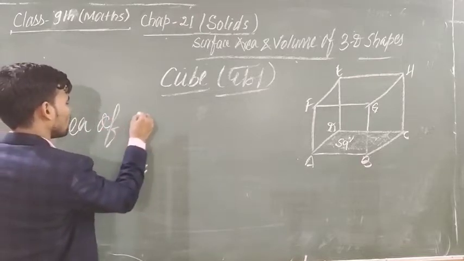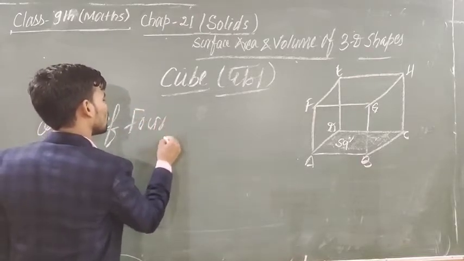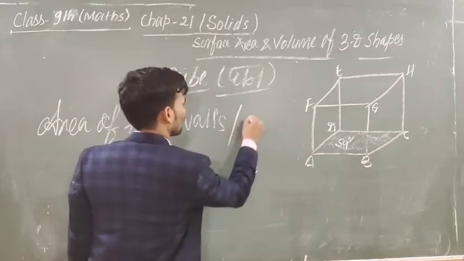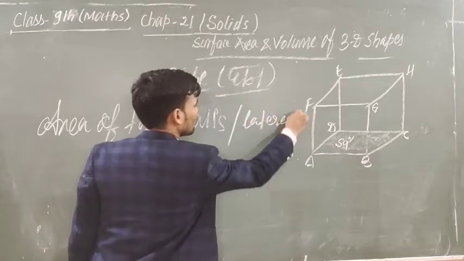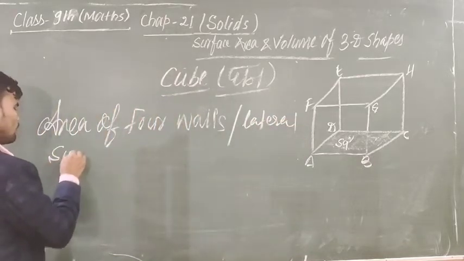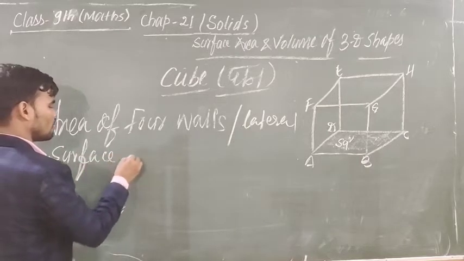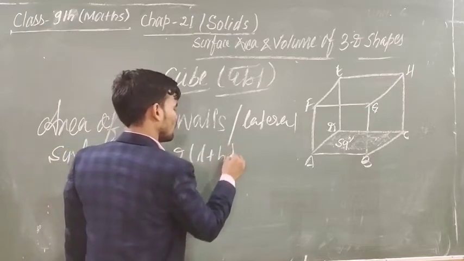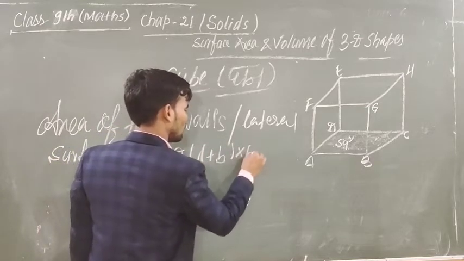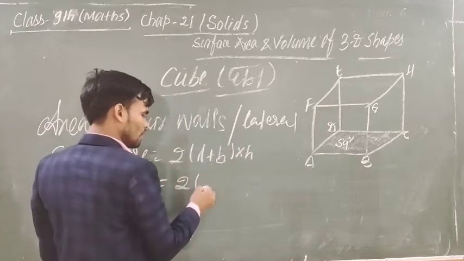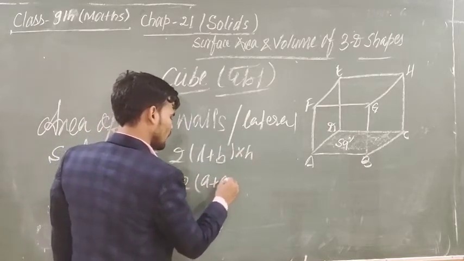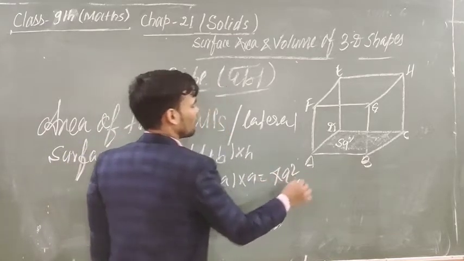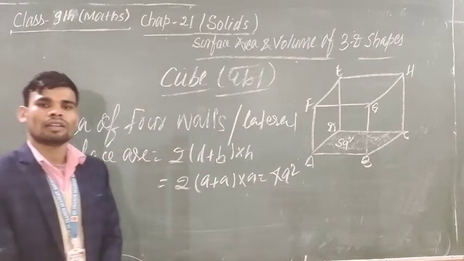After that, we have to understand the area of 4 walls of a cube. Or it is also known as lateral surface area, which is equal to 2 into L plus B into H. It means 2 into A plus A into A, and it will be 4A square. This is the formula for evaluating the lateral surface area of a cube.